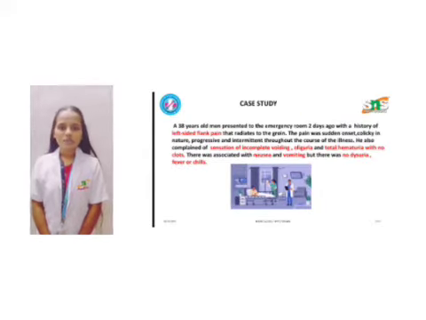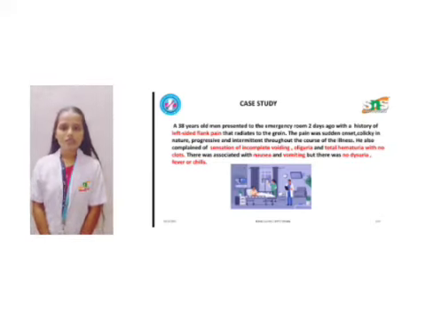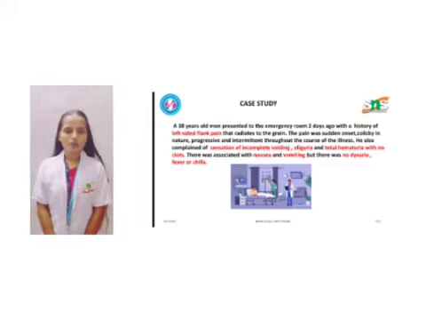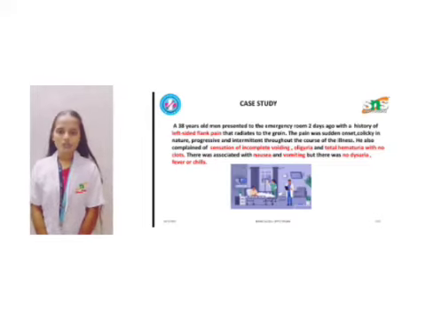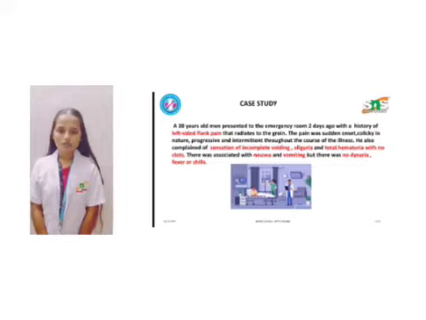Here, a 38 years old man presented to the emergency room 2 days ago with a history of left-sided flank pain that radiates to the groin. The pain was sudden onset, colicky in nature, progressive, and intermittent throughout the course of the illness. He also complained of sensation of incomplete voiding, oliguria, and total hematuria with no clots. There was associated nausea and vomiting, but there was no dysuria and fever or chilliness.